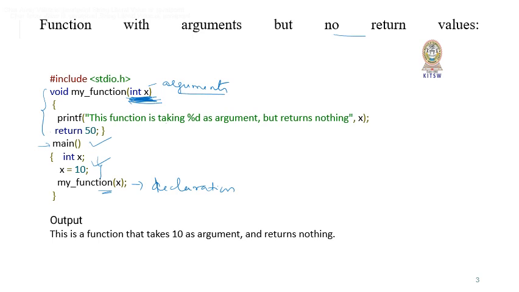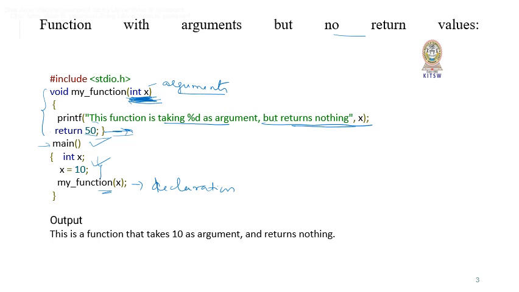Within that we are printing some statement, and there is a return, but it returns nothing. We are not returning any value or variable. Return 50 will not return anything. It is just a number which will simply close this function. We are not returning any variable over here. So it simply prints the x value, which we have declared as 10 here.